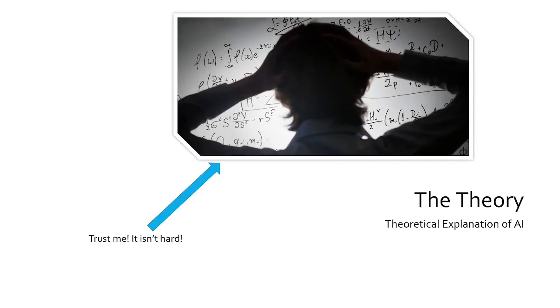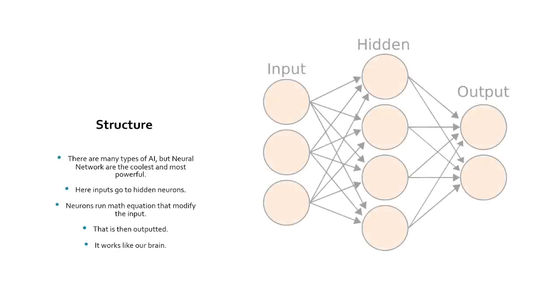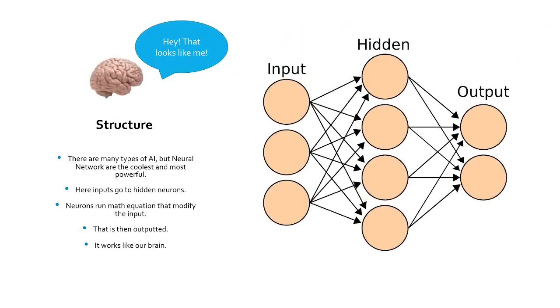So, let me give you a theoretical explanation of AI. Trust me, it isn't rocket science. The structure of an AI is quite similar to one of a brain. It involves nodes, namely the input node and the output node, as well as several hidden layers. And these hidden layers are what actually model different real-world scenarios.